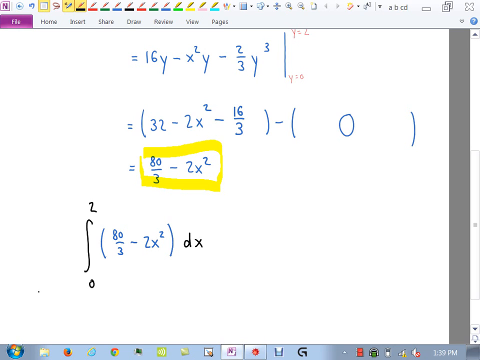Now we're going to try and find the antiderivative of this with respect to x, which is 80/3 x minus 2/3 x cubed evaluated from x equals 0 to x equals 2. I'm going to start getting into a habit of saying what it is I'm plugging in, because it's going to become important when we get to triple integrals and you have x, y, z. You need to make sure you know what you're plugging in for.